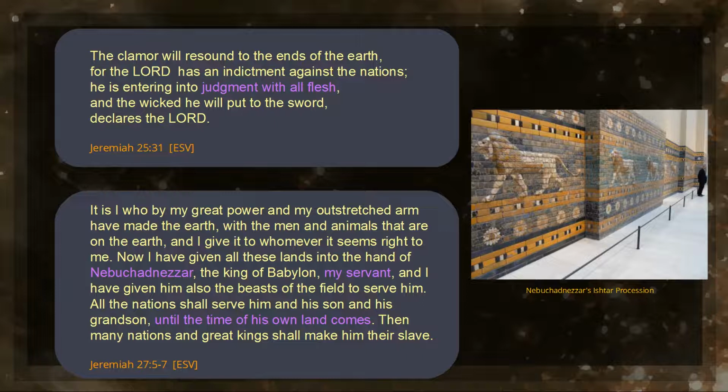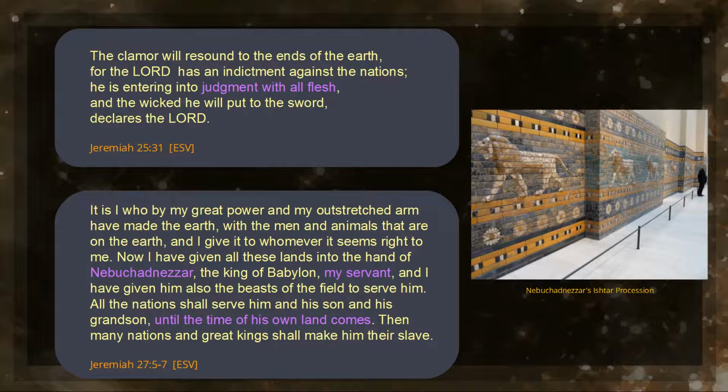The clamor will resound to the ends of the earth, for the Lord has an indictment against the nations. He is entering into judgment with all flesh, and the wicked he will put to the sword, declares the Lord. How many times have you heard anyone talk about this when they investigate Daniel's 70 weeks? Here is one of those things that people have not noticed, but is essential when considering the historical context.